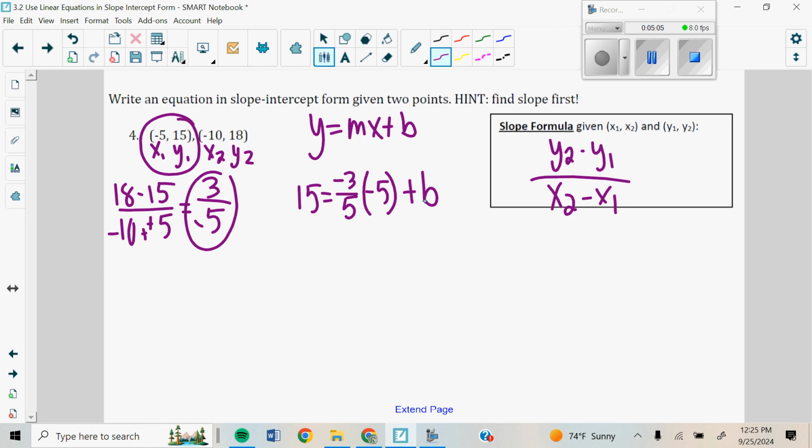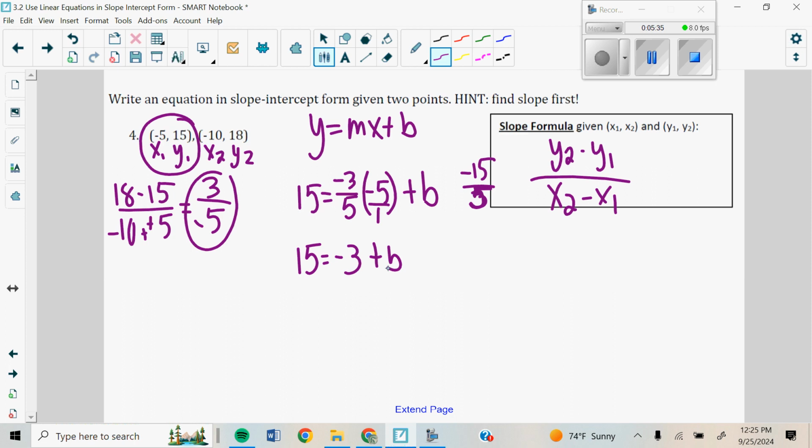Negative 3/5 times negative 5. You're going to want to grab your calculator and type that in, or we can do this out by hand. Think of this as an over 1. So you're going to multiply the top numbers. Negative 3 times negative 5 gives us a negative 15, and 5 times 1 gives us 5. So negative 15 divided by 5 is a negative 3.